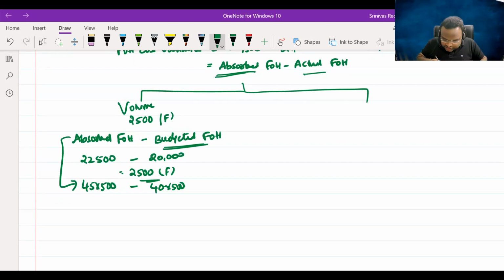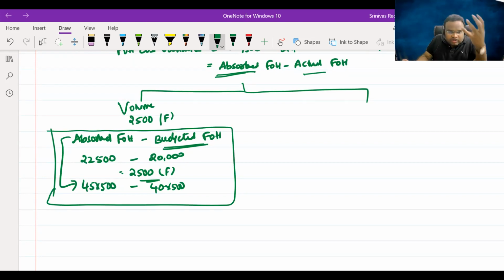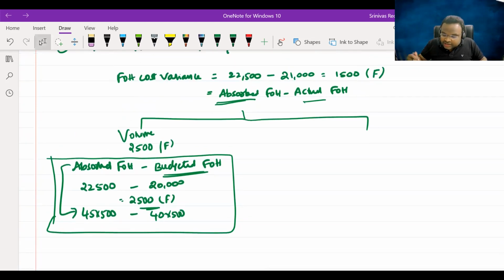Sir, even if I don't understand this formula, I simply understand that I had decided to collect from 40 students, but because of my volume increase, from 40 students I got 45 students. 5 students I got more. That means from 5 students I will collect 500 from each student. That is total how much amount? 2,500. Whether I collected more or less, more. More is profit to me. So volume variance is absorbed fixed overheads minus which overheads? Budget fixed overhead.